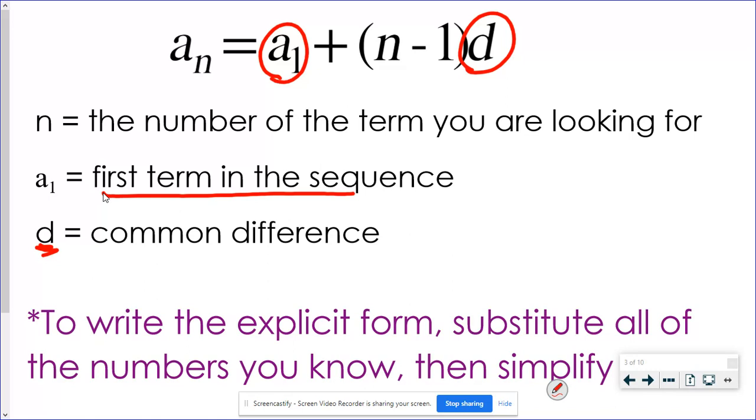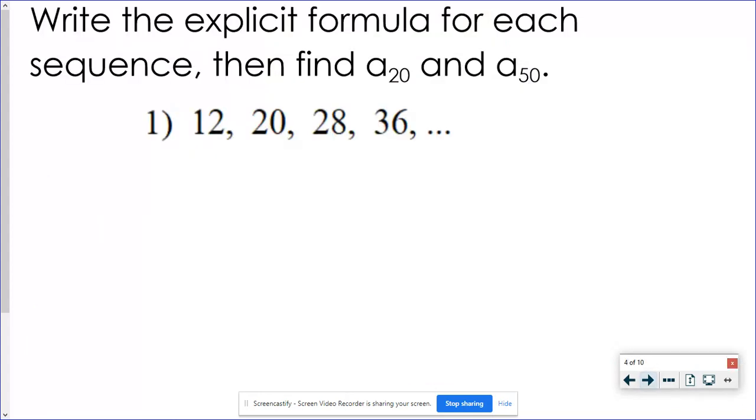So we're going to just substitute in all the stuff that we know, which will be the a sub 1 and the common difference, the d. And then we're going to simplify when we're writing these equations. So in number 1, the first term, a sub 1, is 12. And the common difference, this is increasing by 8 each time.